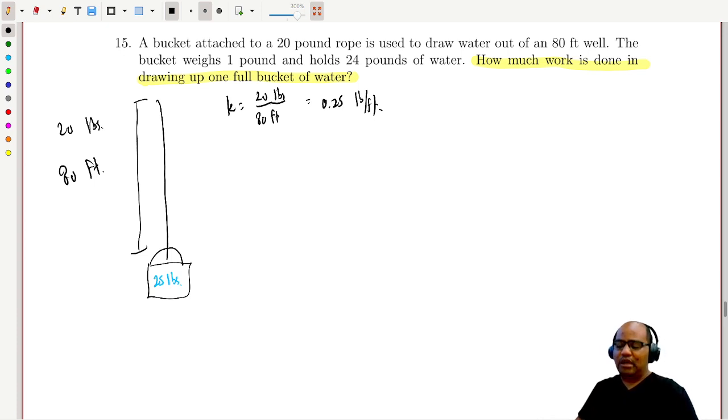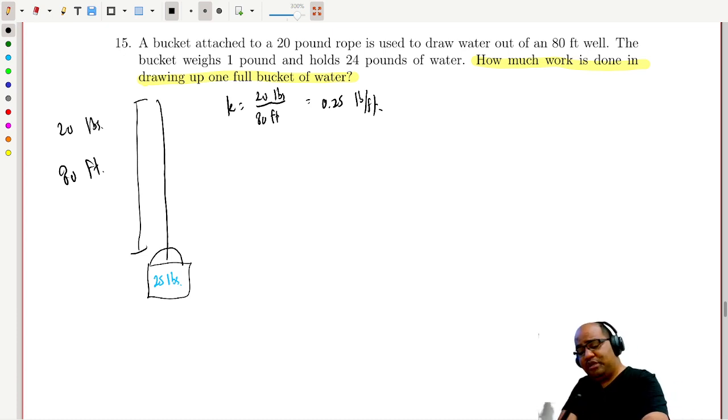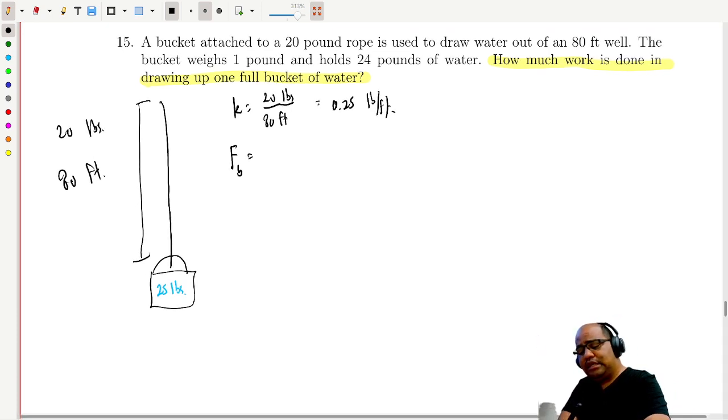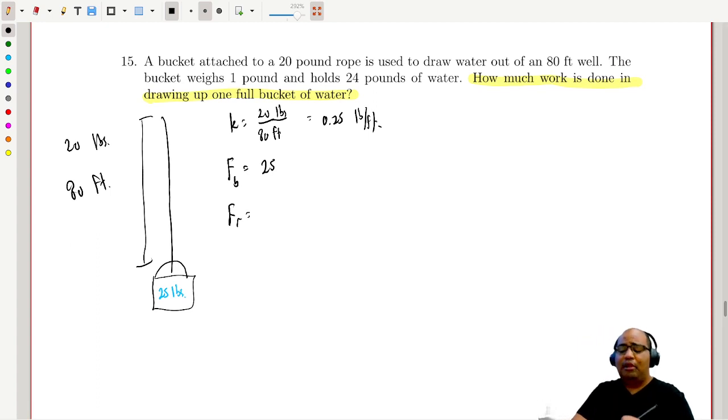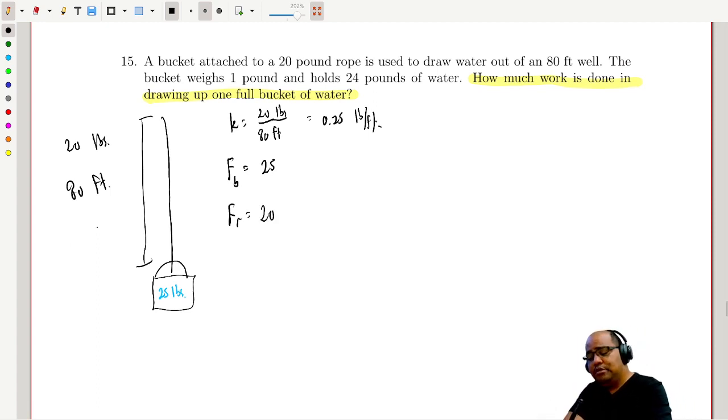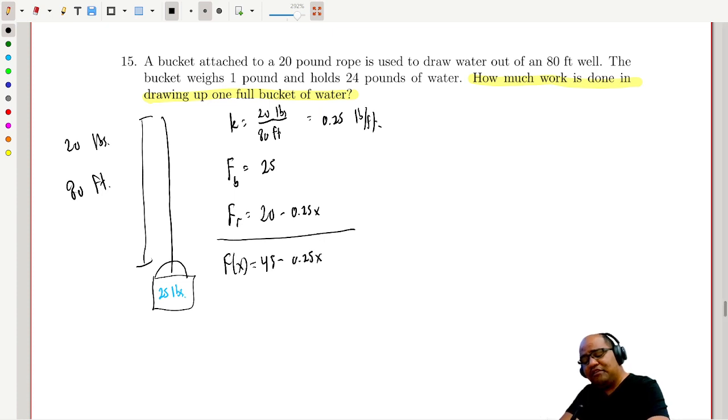Now we're going to do the same thing that we did for the last problem. We're going to decompose this into two forces. We have the force on the bucket, that does not change, so it's always going to be 25 pounds. Then here, the force on the rope. Well, I know the total weight of the rope, it's 20. And if I pull it up x feet, I have pulled up 0.25x amount of rope. And so this tells me the amount of rope remaining at any stage. So now we sum the two together, the total force here: 25 plus 20 is 45, minus 0.25x.